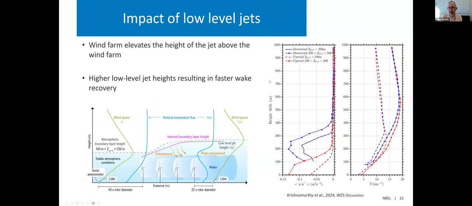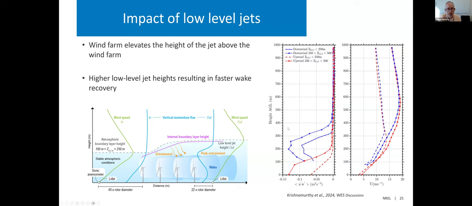And then another interesting observation is the impact of low-level jets. So this is actually all recorded in a paper, which you can go download right now at Wind Energy Science Discussions. So I think the review actually just closed, so hopefully it will be published as a full paper fairly soon. But thinking about how does the wind farm actually impact the low-level jet, and how does the height of the low-level jet impact the momentum exchange?